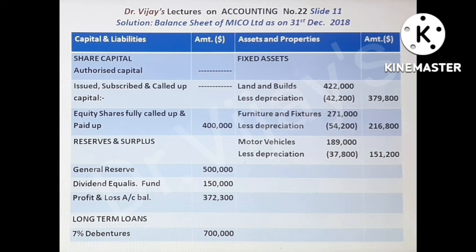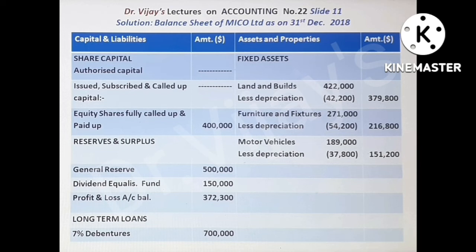Balance sheet of Myco Limited as on 31st December 2018. On the left hand side, we can see capital and liabilities, and on the right hand side assets and properties. The balance sheet is prepared in the form prescribed in the Companies Act, and therefore there are titles for different heads of items. First is share capital. The titles are shown in all caps. First on the left hand side is share capital.